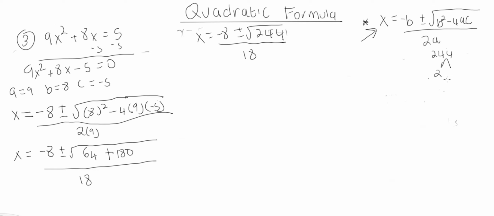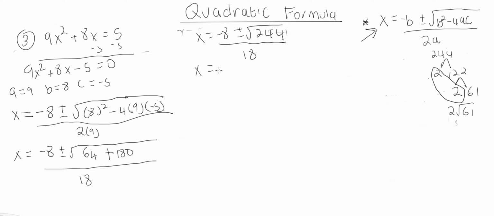2 goes into all even numbers, so that's 122. 2 can still go. That is 61. Now check if you can do 3. I don't think I can go any farther than that, but because it doesn't go into 3, it will not go into 4 since it didn't go into 2, 5, 6, 7. 61 is a prime number, so this is as far as I can go. So that is what comes outside, and the 61 will stay inside.